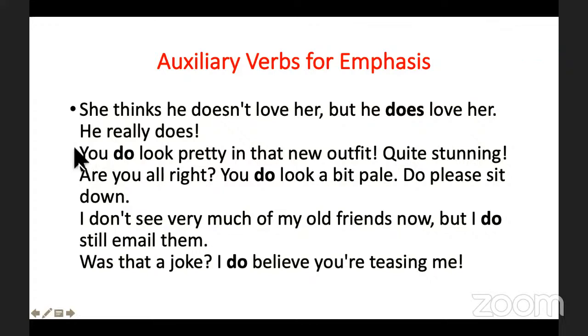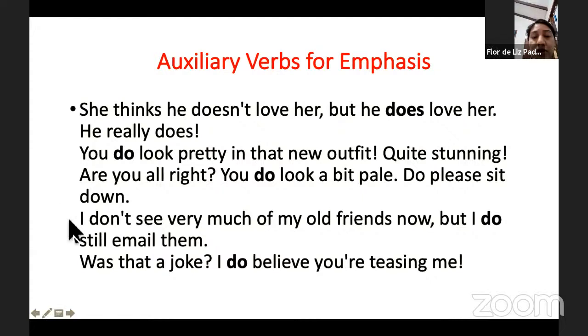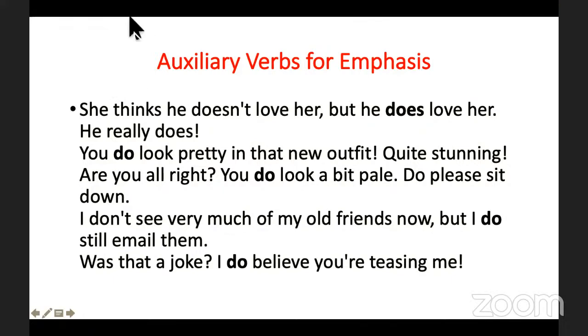Next one is another topic. You do look pretty in that new outfit. Quite stunning. Are you all right? You do look a bit pale. Do please sit down. This last one, please. I don't see very much of my old friends now, but I do still email them. What's the joke? I do believe you're teasing me. All right, excellent. Thank you very much.